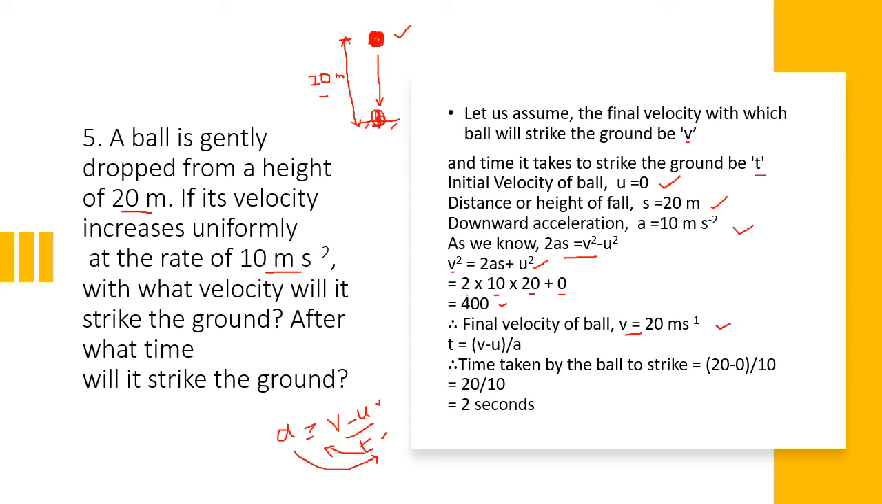Okay, so you can find T from this formula. Final velocity is 20, we found, and initial velocity is 0, given in the question itself, and A is 10. So 20 divided by 10 is 2 seconds. So this is your answer.